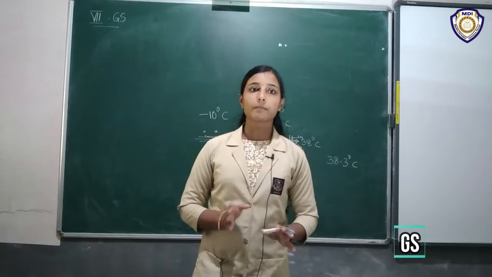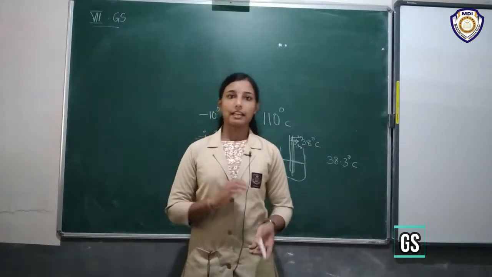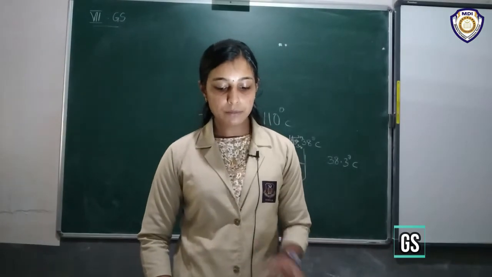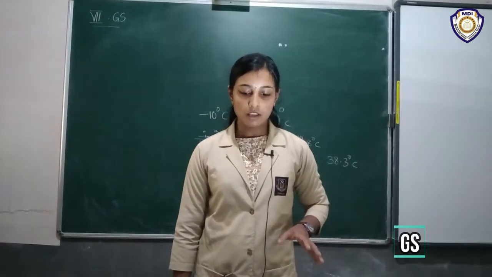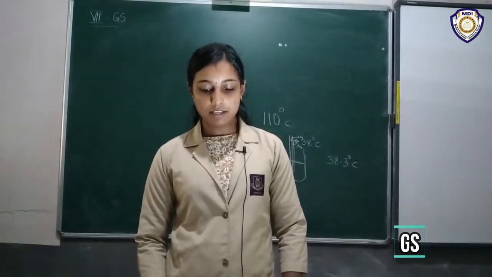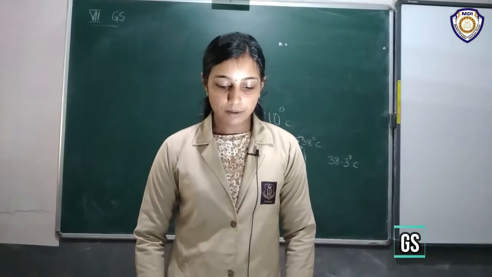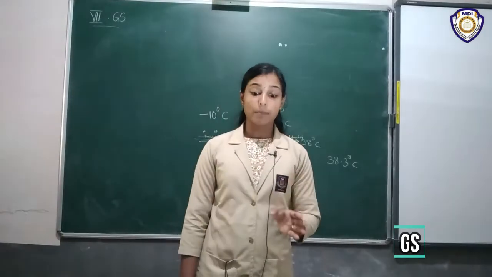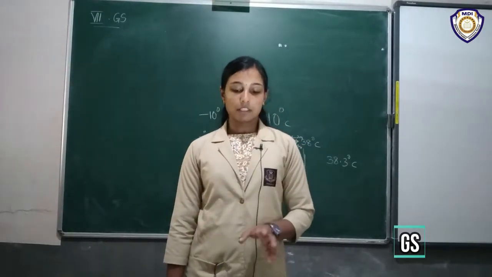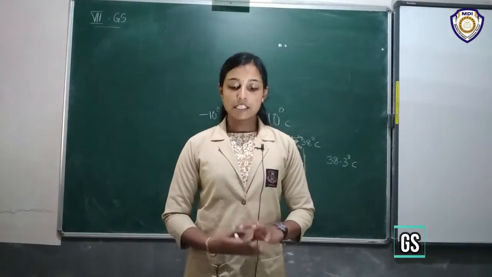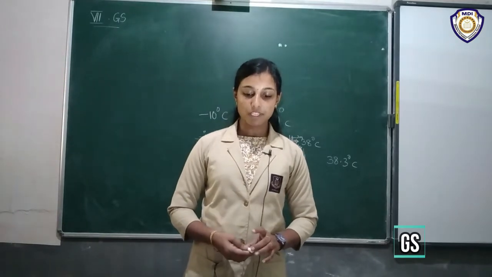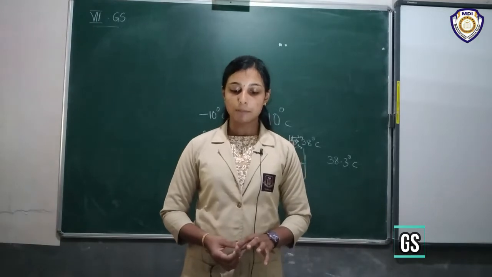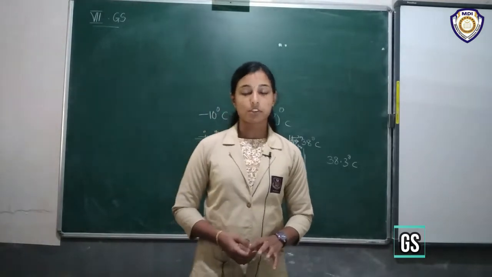Any tilt or shake will not give the correct measurement, right? So it should be kept upright, and the bulb should be surrounded from all sides by the substance whose temperature is to be measured. The bulb should not touch the surface of the container.